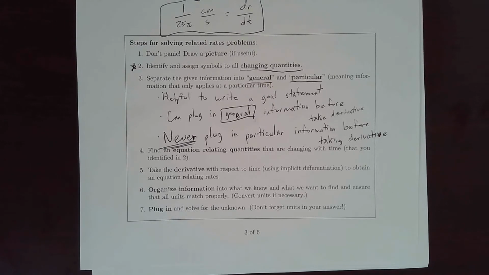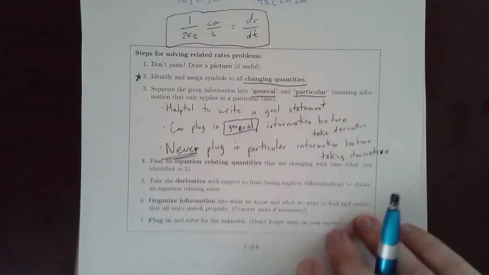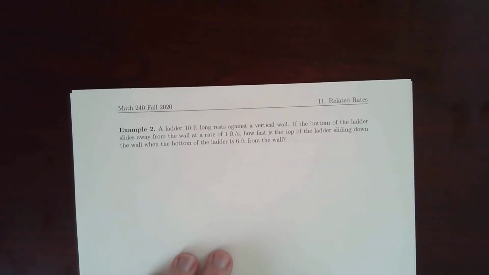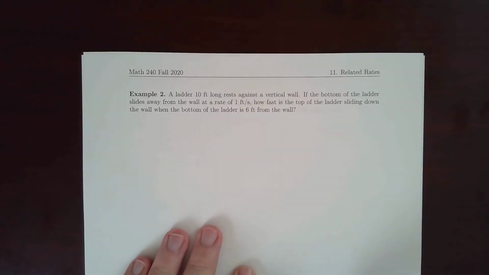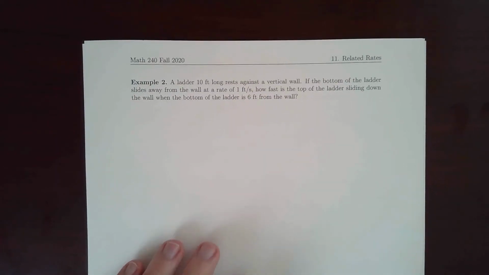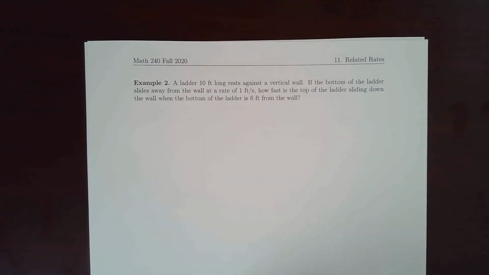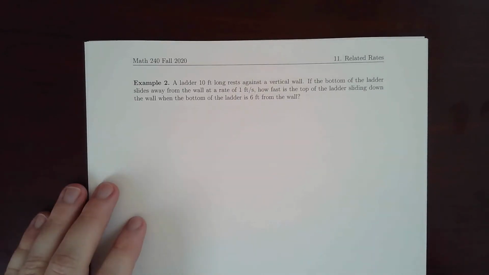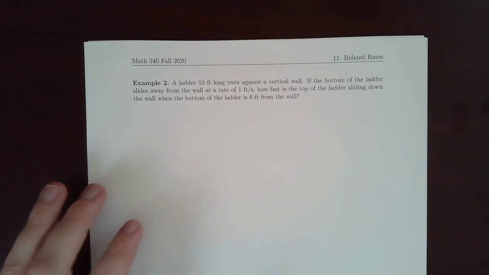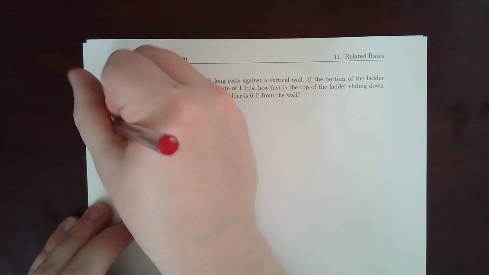All right, let's go through a few more examples. So say we've got a 10-foot long ladder that is resting on some sort of vertical wall. If the bottom of the ladder slides away at the rate of 1 foot per second, we want to know how fast the top of the ladder is sliding down the wall when the bottom of the ladder is 6 feet from the wall. So first thing we're going to do, step one, is not panic.